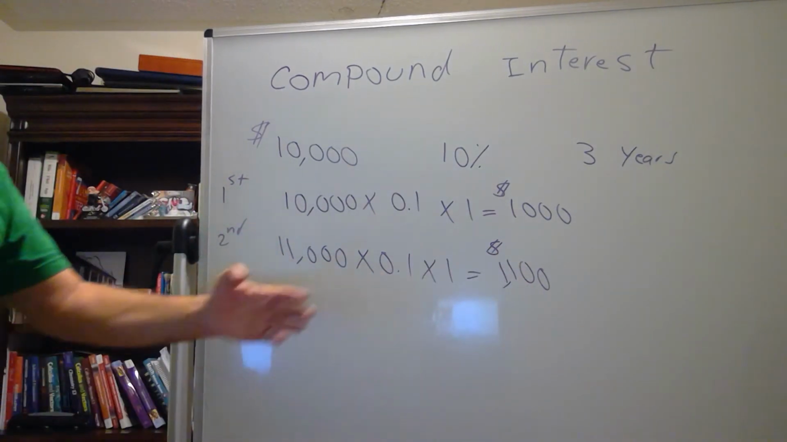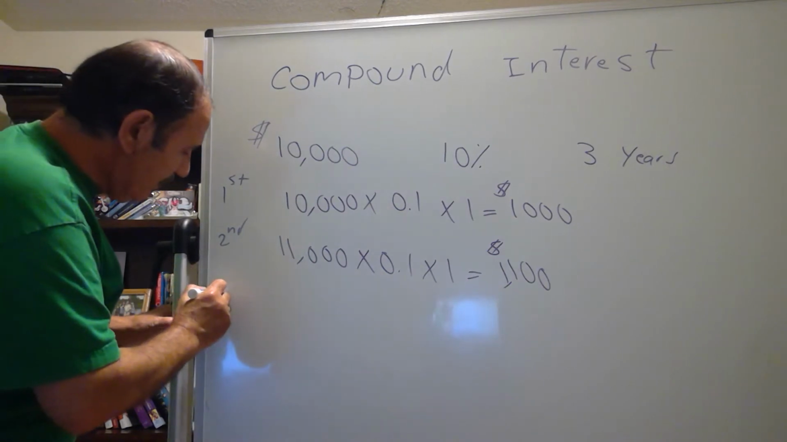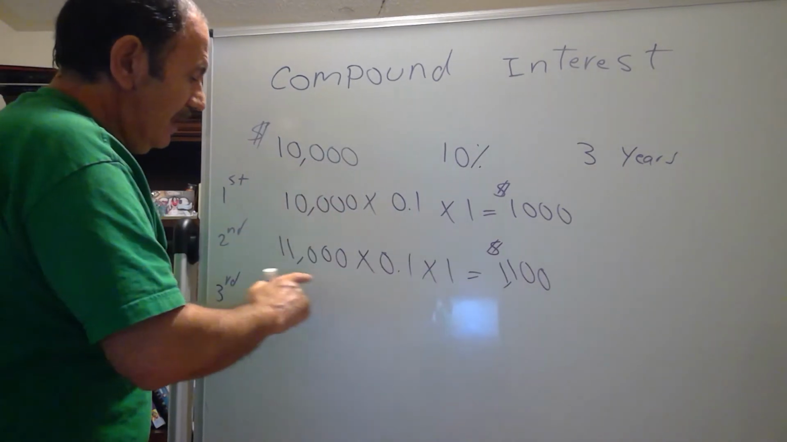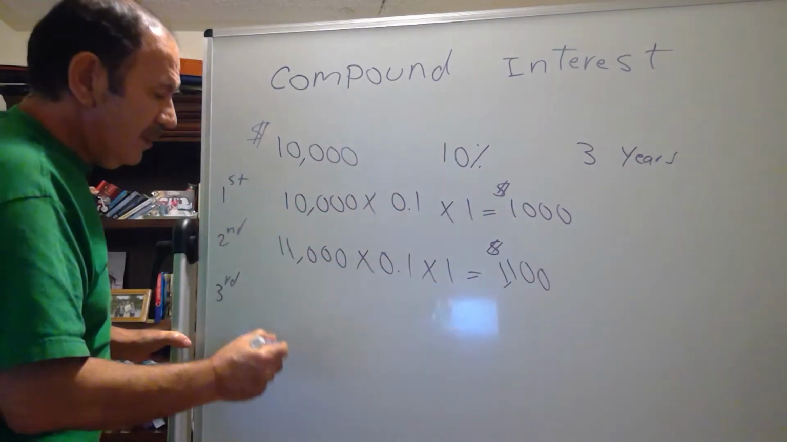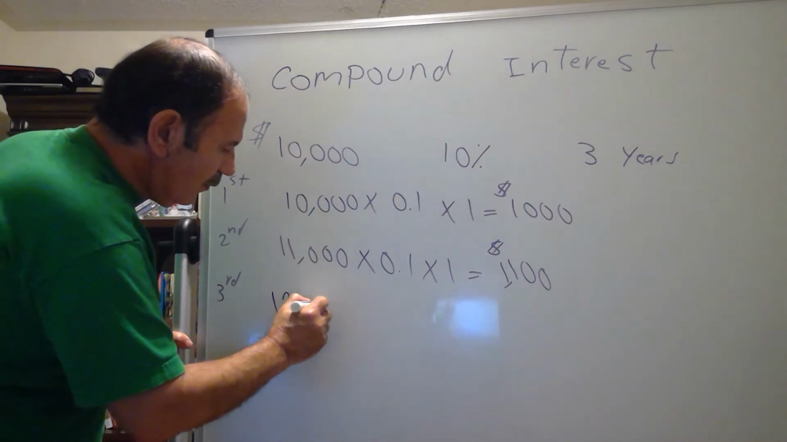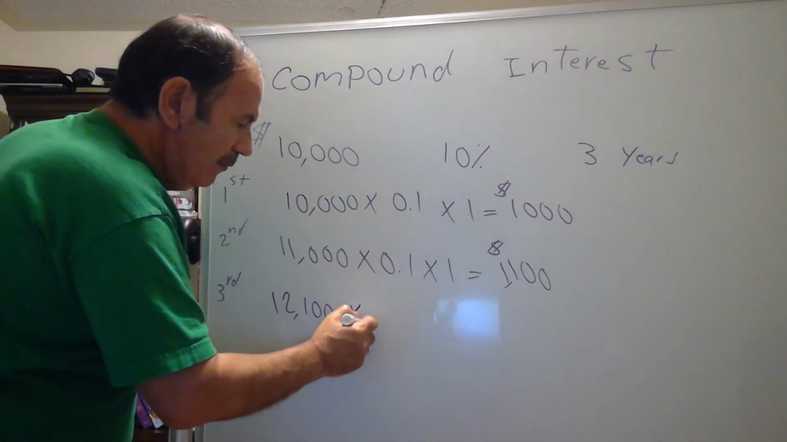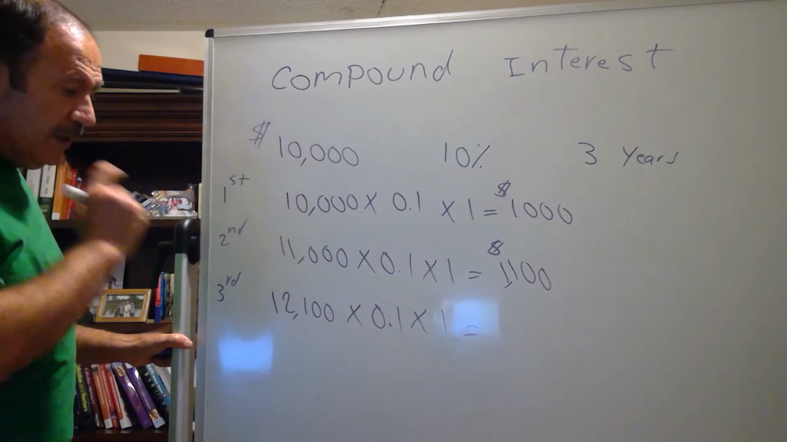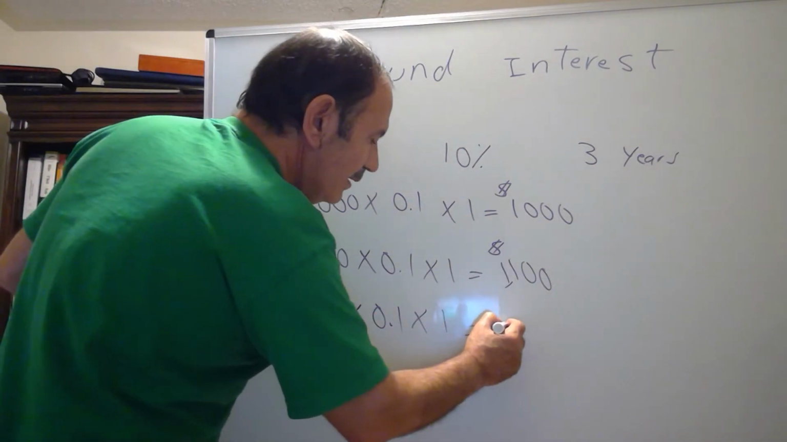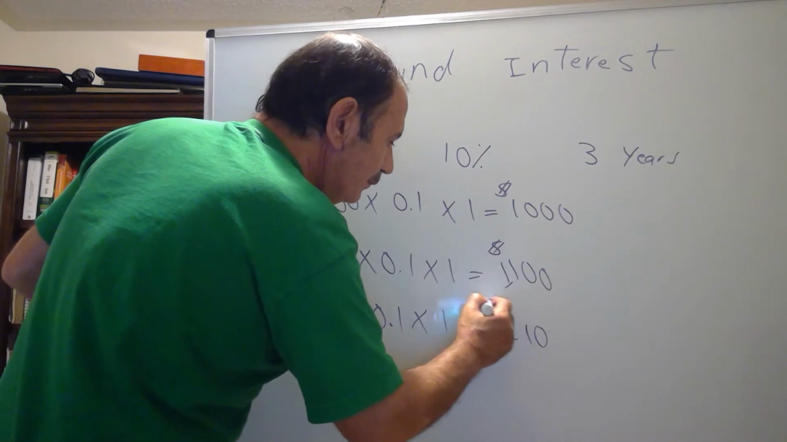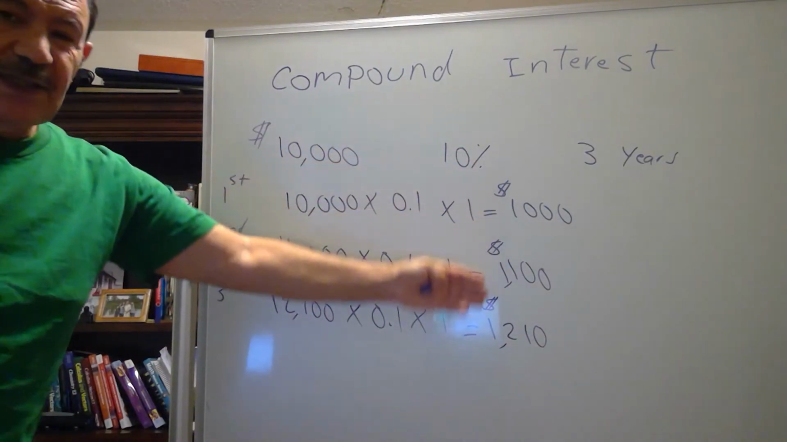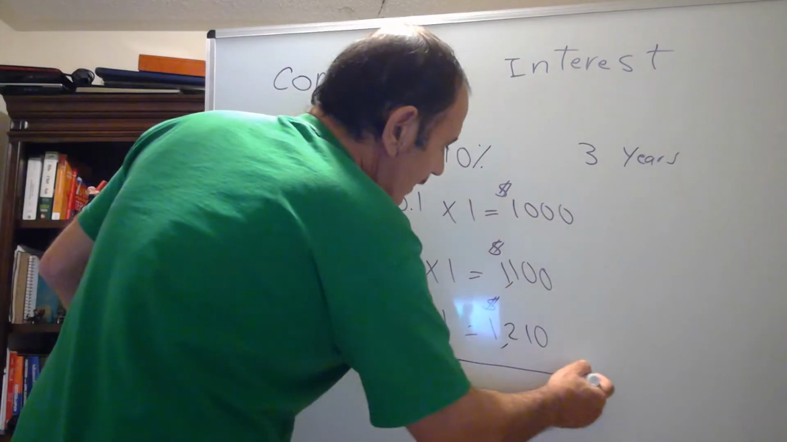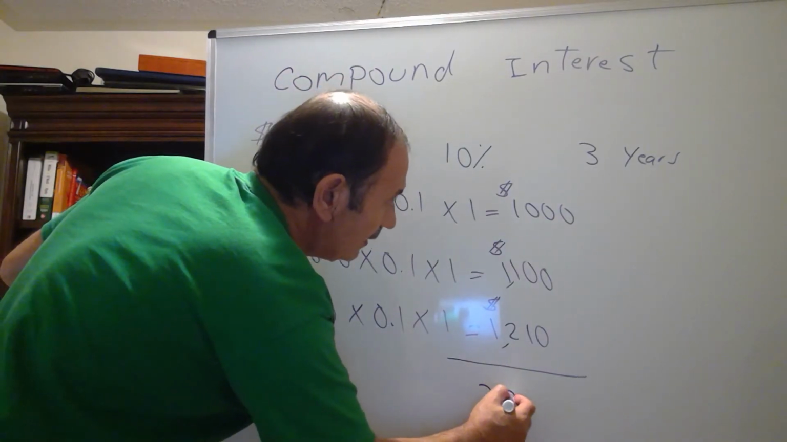For the third year, at the beginning of the third year, how much is my maturity value, or how much is actually my principal? 11,000 plus 1,100, which is 12,100. Again multiply by 10% multiplied by 1 year, which is $1,210. Now, how much is the amount of interest at the end of the 3 years? It is $3,310.